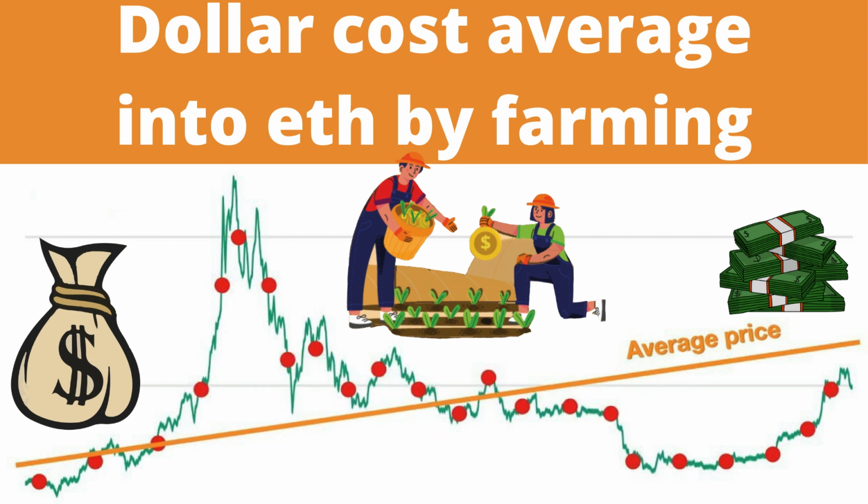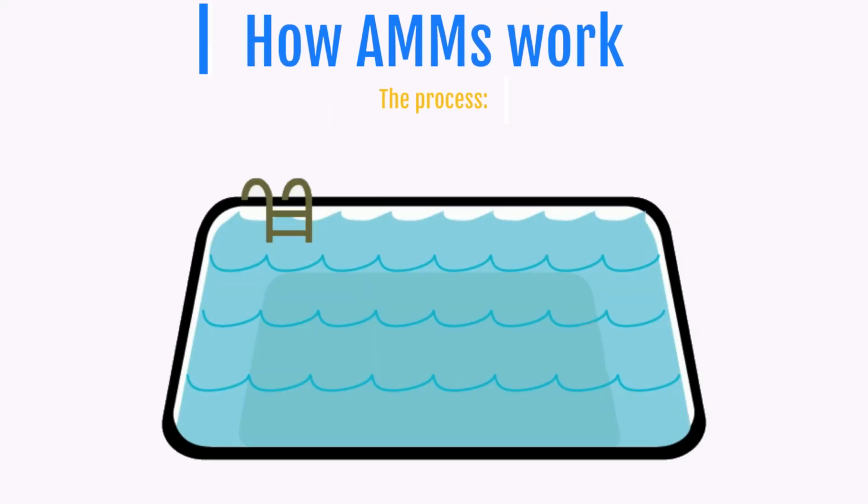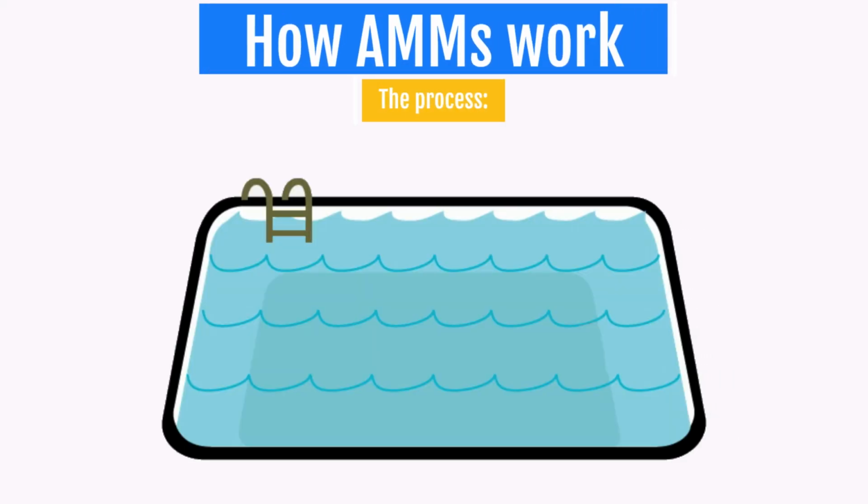Without further ado, let's get started. Firstly, how do AMMs, or automatic market makers, work? Most people are familiar with centralized exchanges. The way they work is simple. They just match buyers with sellers, and that is how the price is discovered.